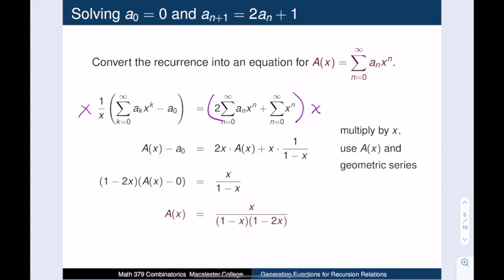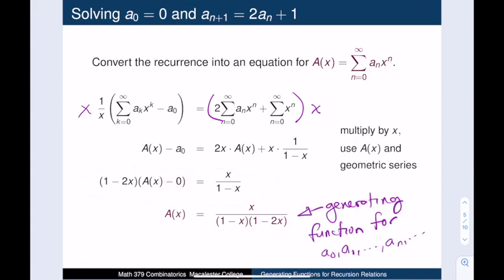Then when I distribute this x out, I get a 2x. Here's another copy of A(x). So there my x goes to here. And this is a well-known power series. If I'm just summing x^n from 0 to infinity, that's just 1 over 1 minus x, the geometric series. So now my task is to get all of the appearances of A(x) onto one side. So I do that by subtracting the 2x times A(x) from both the left and right-hand sides. And I'm also going to substitute in the value for a0, that's just 0. My formula simplifies to this.